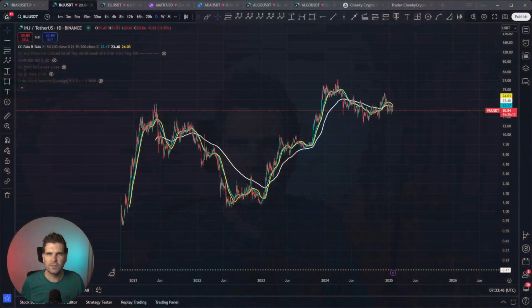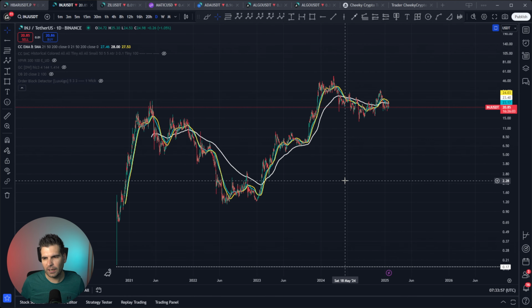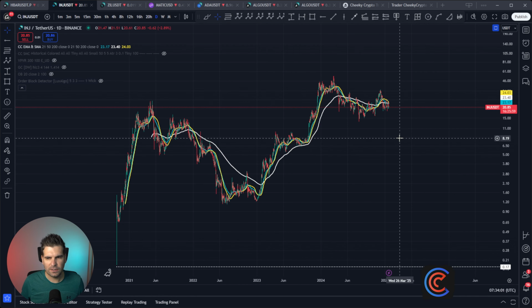Let's take a look at what's going on with Injective. Okay, so here we have Injective paired up with USDT. We're on the 1-day Binance chart. And well, we've got some really interesting things going on. Obviously, we've had a really good run into this bullish market so far.